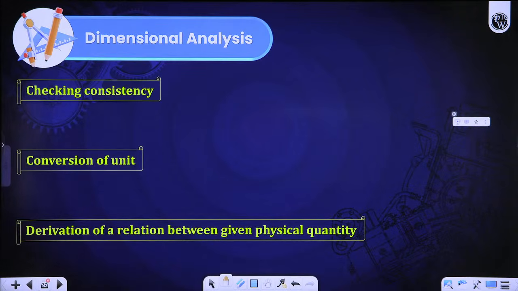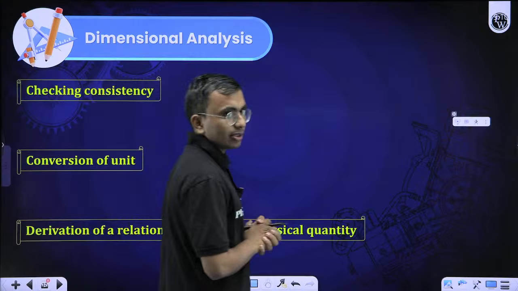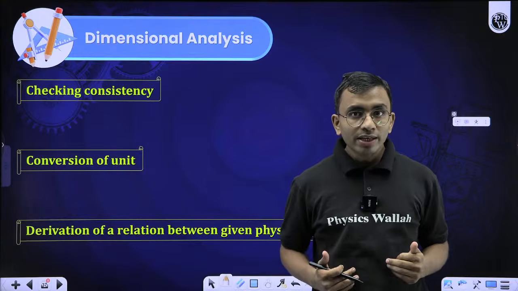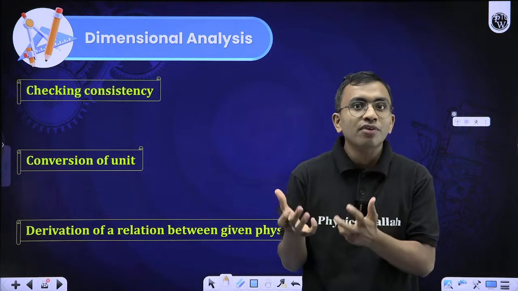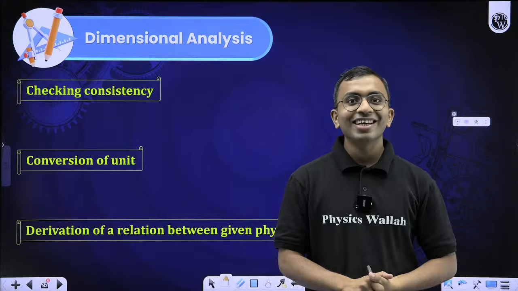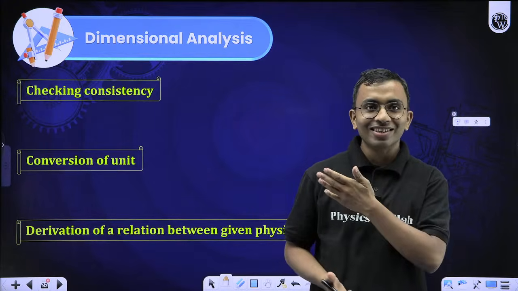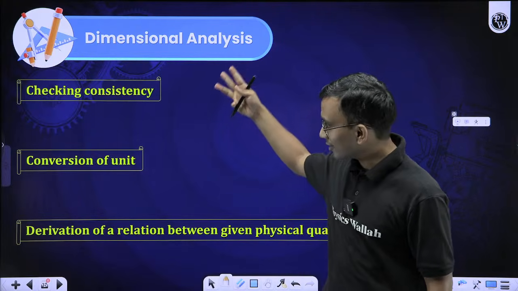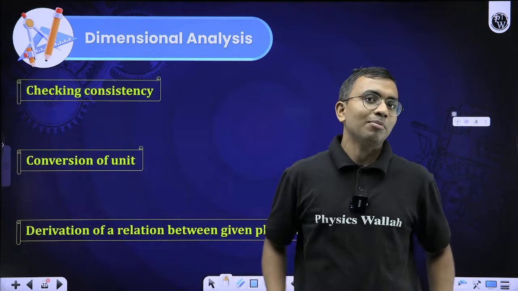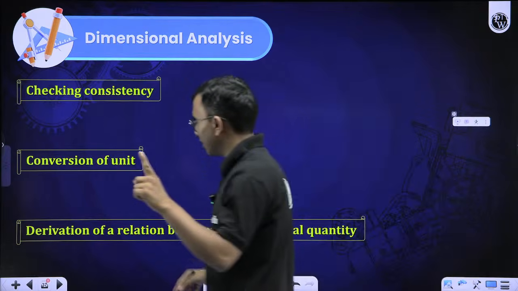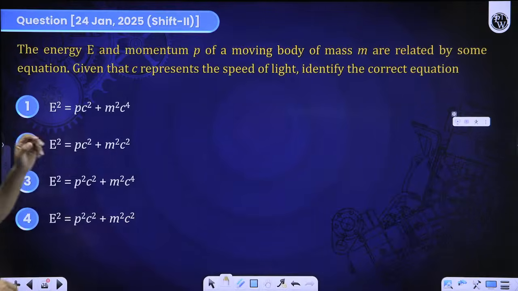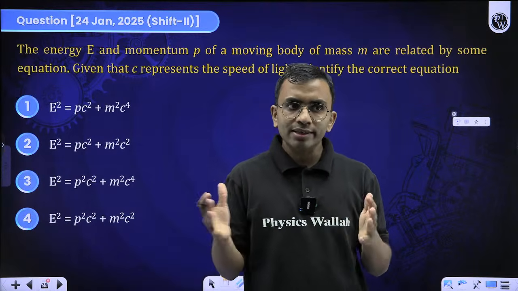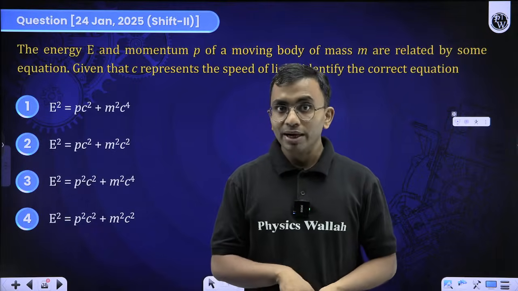Now let us talk about dimensional analysis. Till now we have learned how to write dimensions of any formulas. Now we will learn what is the use of those dimensions. Till now I was just talking how to write dimension of this, how to write dimension of that. Now you will say, sir, what is the use of that? So these are the 3 applications of dimensional analysis. First one, checking consistency. You can tell whether an equation is correct or incorrect dimensionally by dimensional analysis.